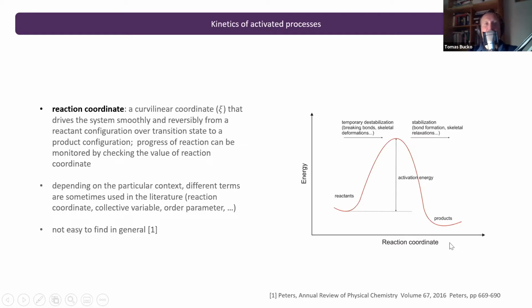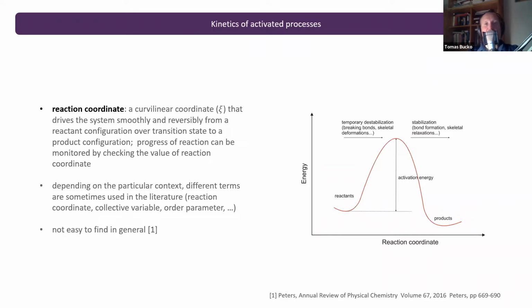Depending on the particular context, you might see in literature different but related terms like collective variable and order parameter and things like that. Unfortunately, a reaction coordinate fulfilling those properties, being reversible, smoothly driving the reaction and things like that, is not quite easy to find in general. In fact, this is quite a difficult thing.